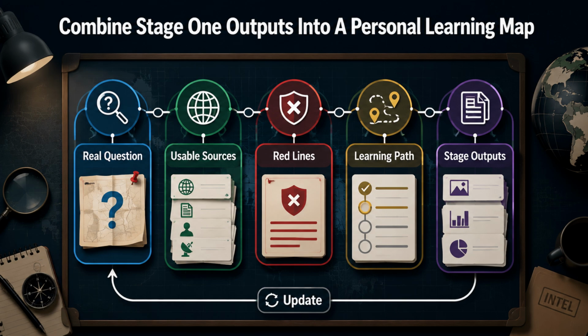Usable sources are the public channels you can use. Red lines are what you will not do. The learning path shows which stages of the course matter most for your goal. Stage outputs show what you have already produced. This map is not fixed forever. Update it after each stage. A good learning map keeps the course connected to your own tasks.